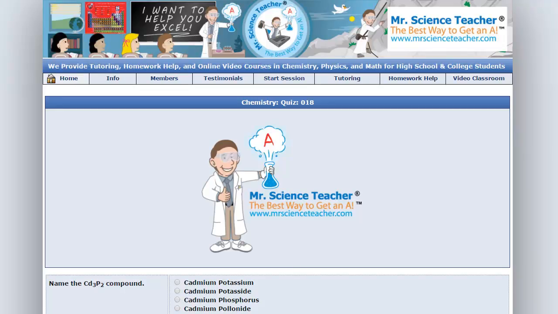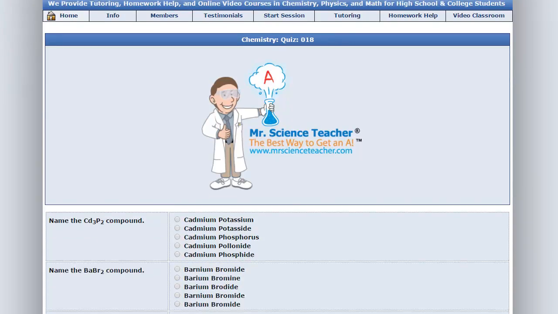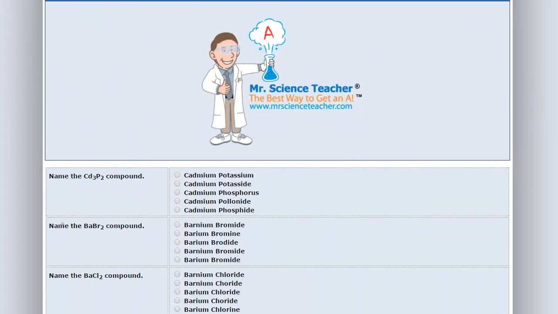Quiz 18. Let's look at the results. It says name the Cd3P2 compound. Well, we look at the periodic table of ions and we see that Cd, cadmium, is a +2 ion. And we notice that we have 3 of them. So we're going to have 3 of those cadmium +2 ions.